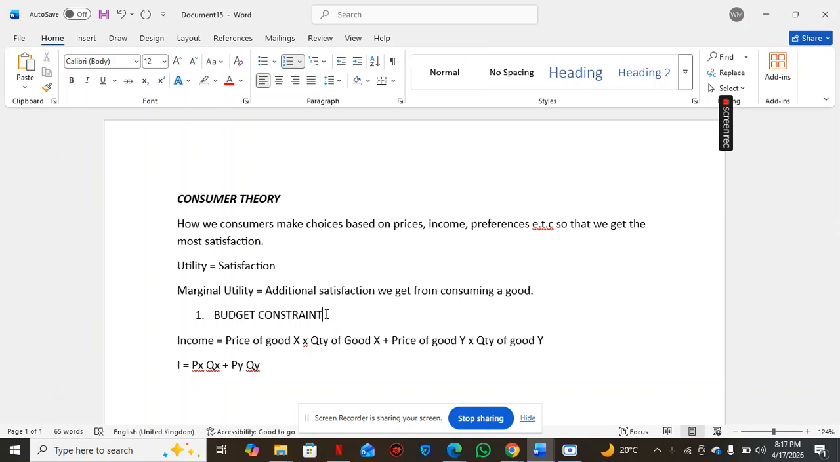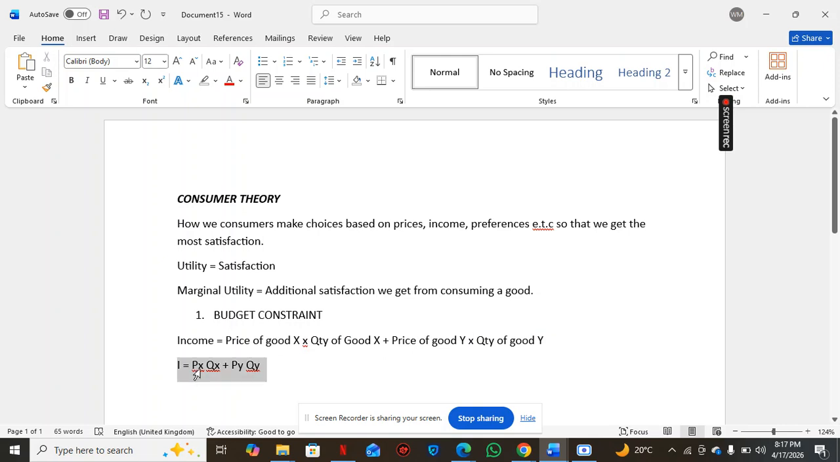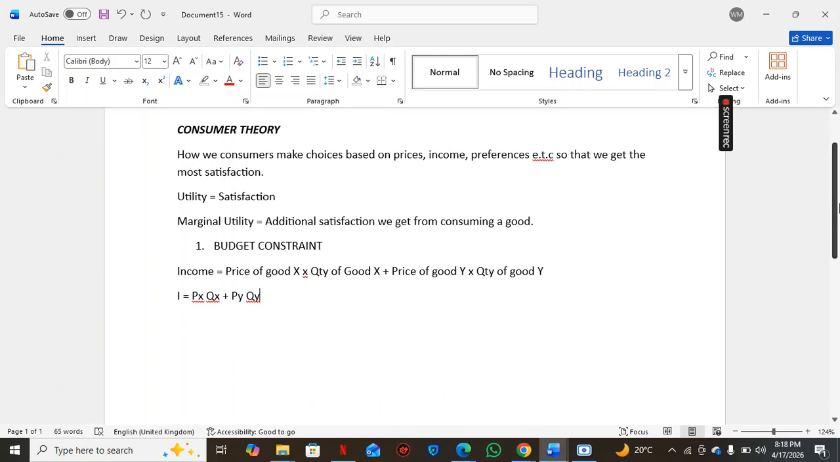The formula for the budget constraint equation is: income equals the price of good X multiplied by the quantity of good X, plus the price of good Y multiplied by the quantity of good Y. This is the format of the budget constraint equation. I'm going to show you how you can graph this and how you can interpret the slope of this curve.